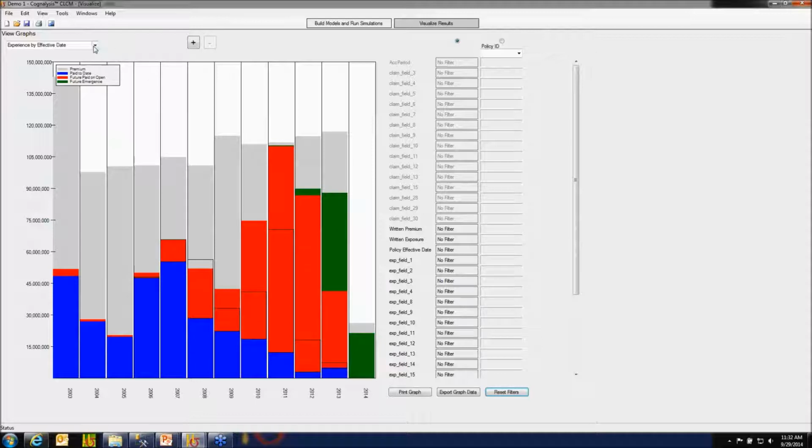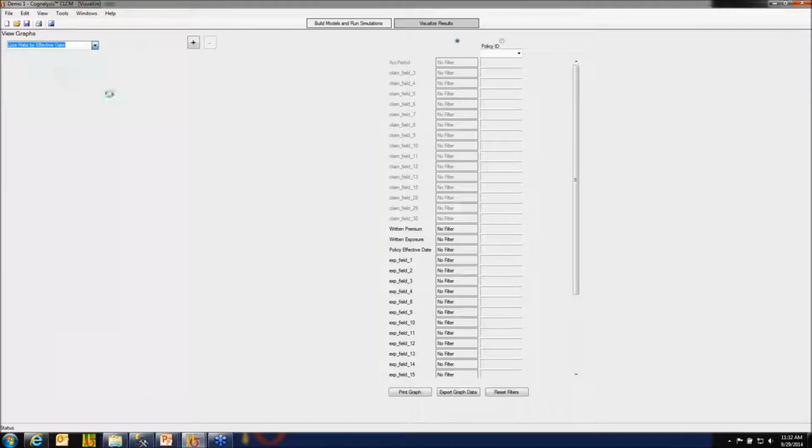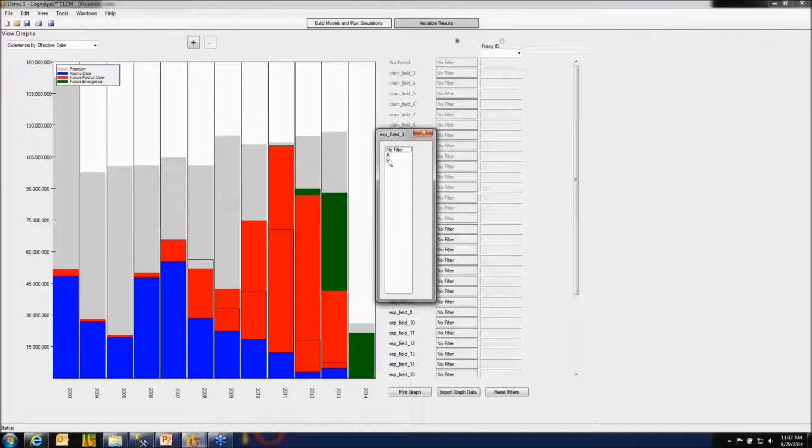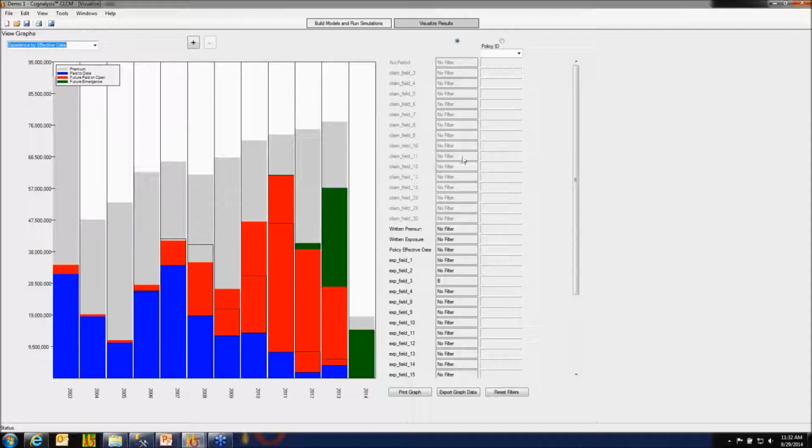And we can look at this in dollars, or we can look at it in ratios. But we also can look at it filtering on different things. So for example, if I look at experience field 3 and I look at field A, we can see a specific outcome for that. We can really think about this as something now that can be aggregated any way you want, because actually all the simulated emergence and development is either associated with a policy in the case of emergence, or associated with a claim in the case of development. So for management reporting purposes, very, very valuable information.